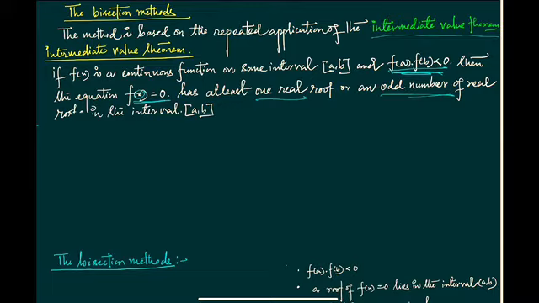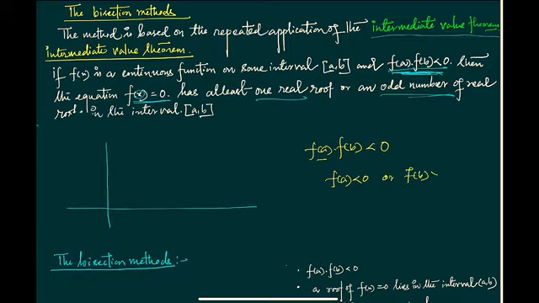Here I can say this is my coordinate system, a two-dimensional coordinate system. So what exactly does this mean? f of a into f of b is less than 0. It means either f of a is less than 0 or f of b is less than 0.